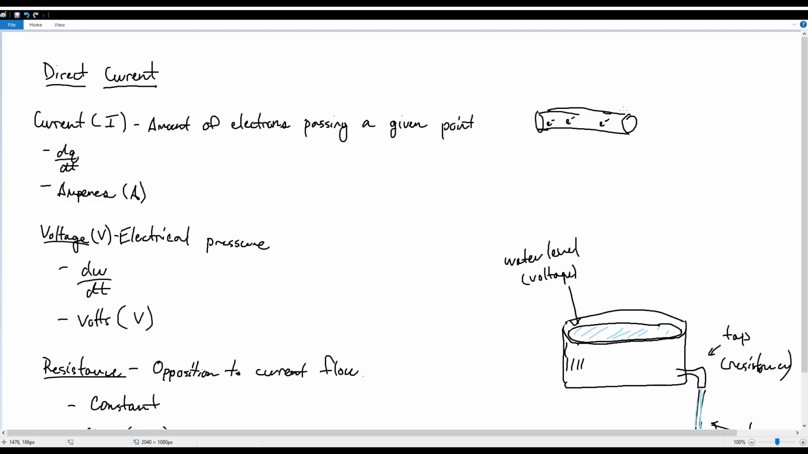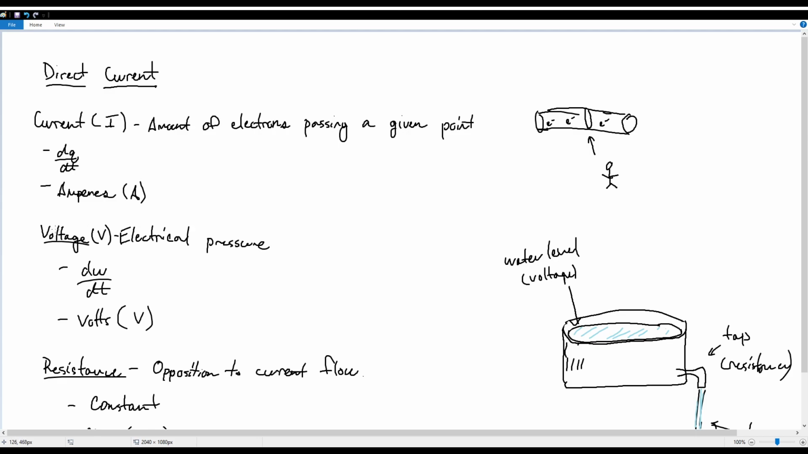flowing through, and if you sit there and count it at a given point, this is pretty much what current is. If you, let's say, have a person watch it at this given point, the amount of electrons that passes per second is the current. And it can also be denoted by dq/dt, or the change in charge with respect to time. And the unit for current is amperes.